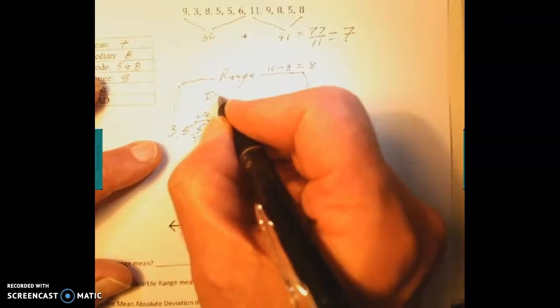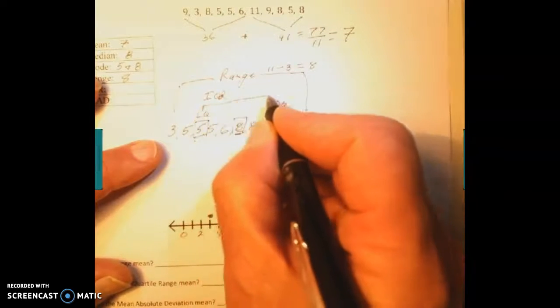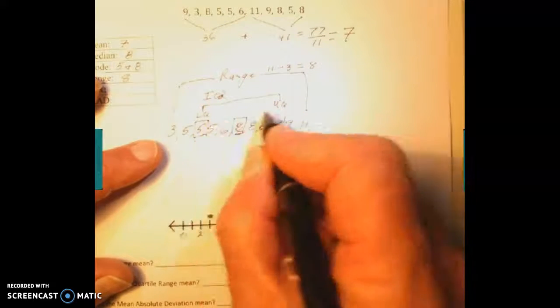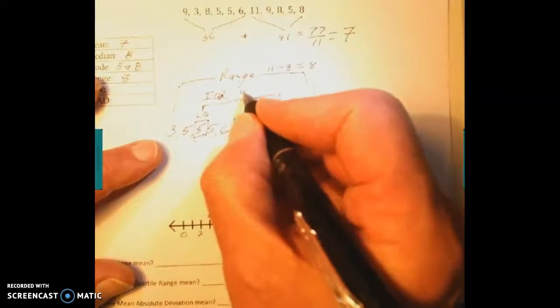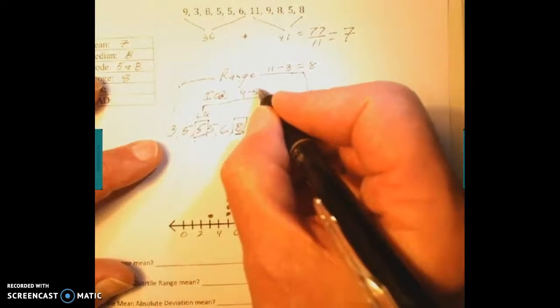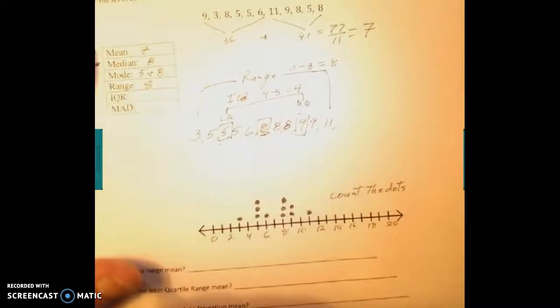So my IQR is going to be how far spread out this middle half of my data is. So that is going to be 9 minus 5. My IQR, my interquartile range, is 4.